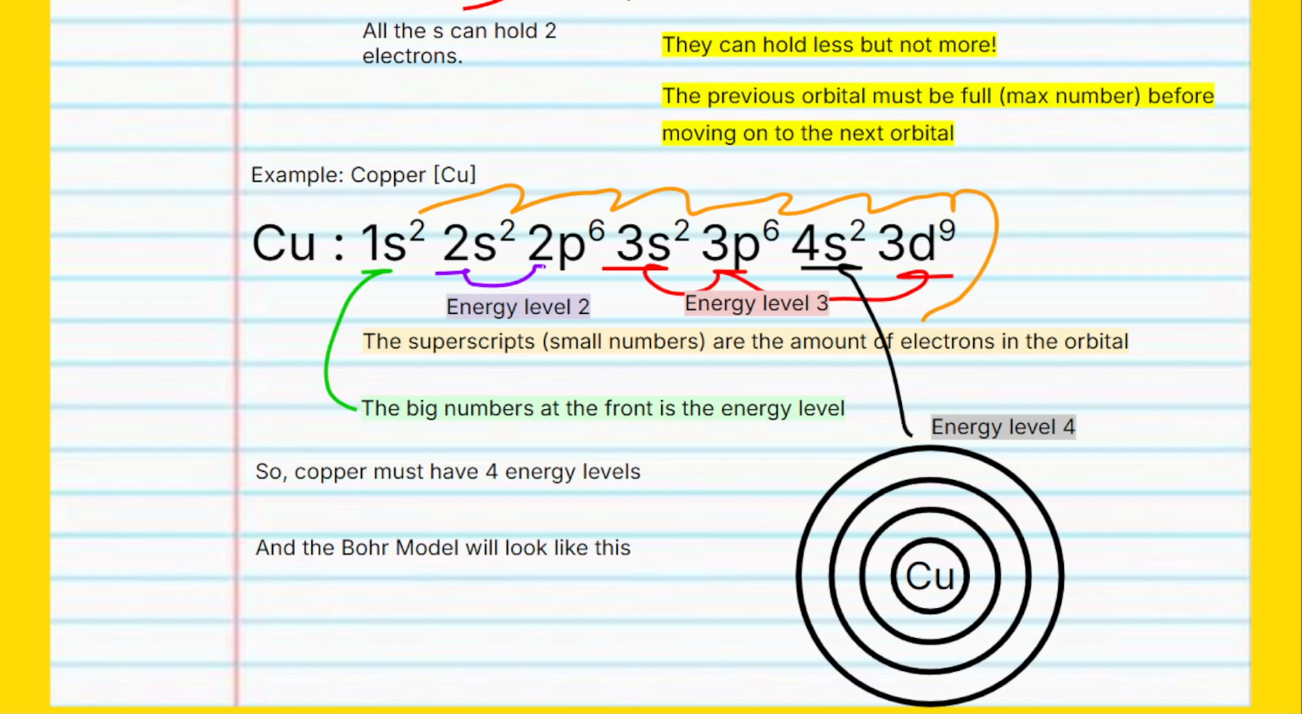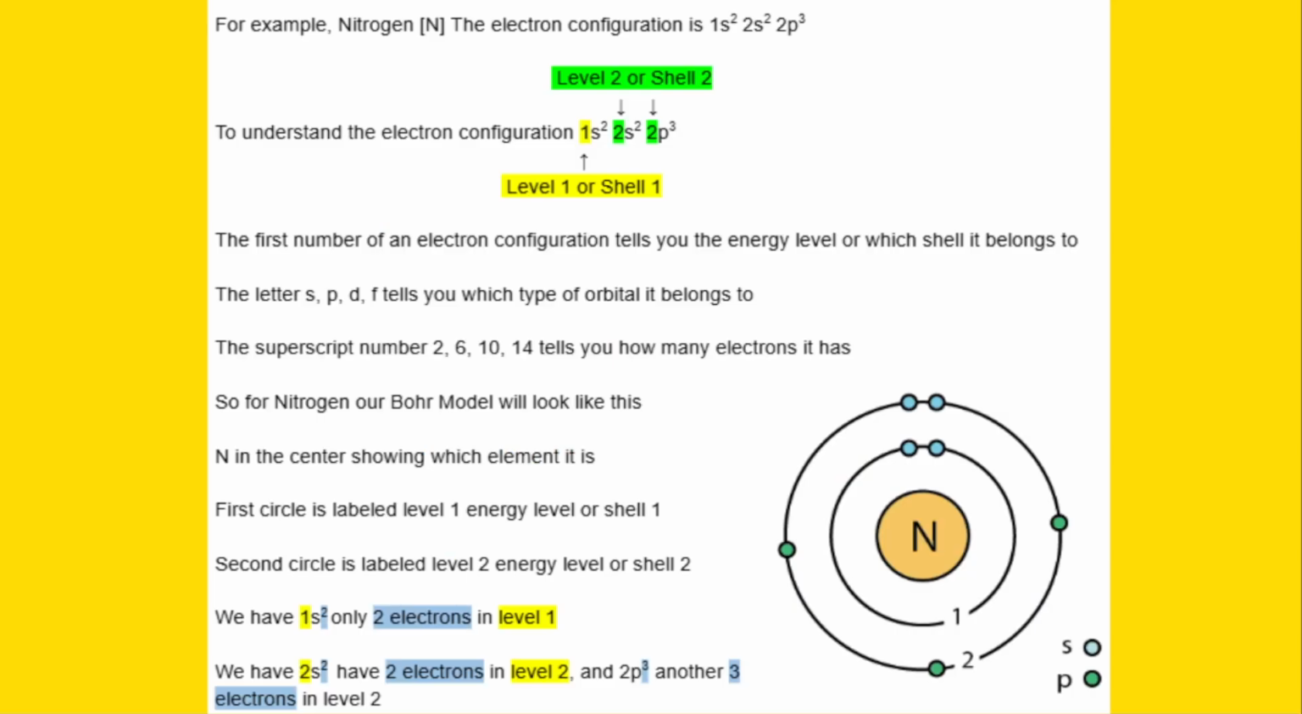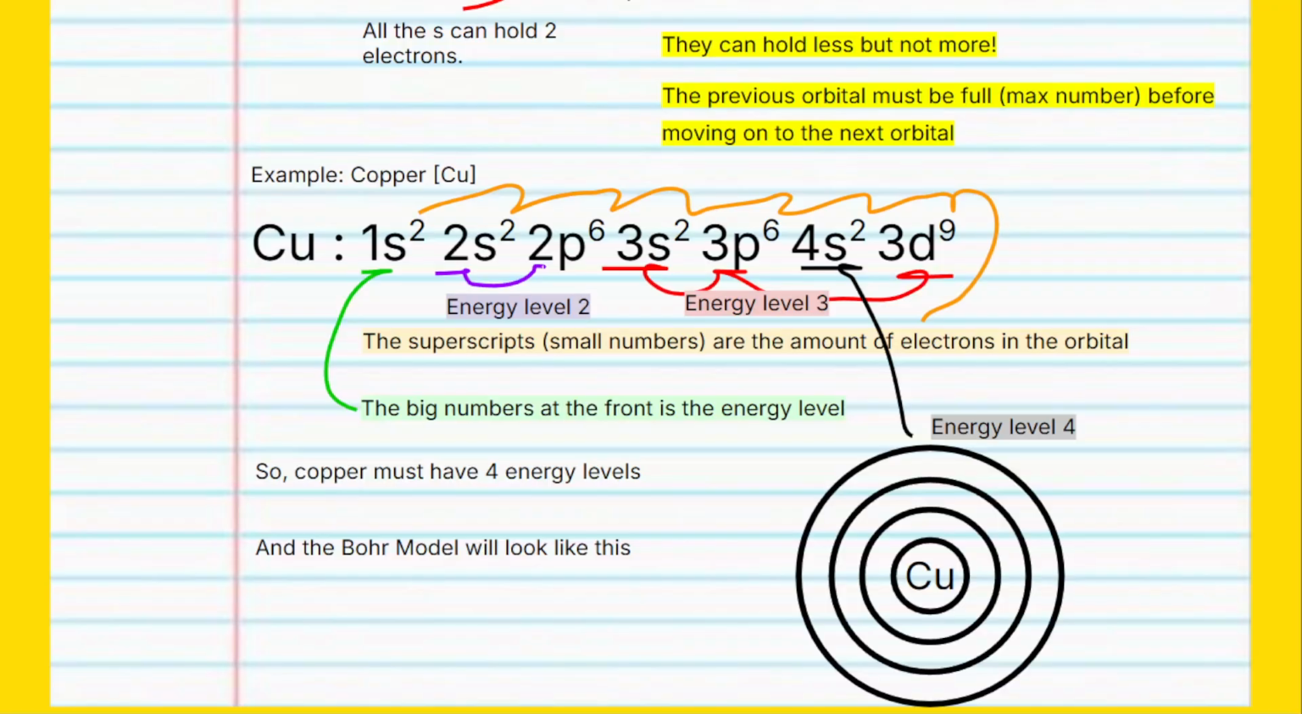Okay, and to draw the Bohr model for copper, it would look like this. Let me change a different color. So 1s2, that means my energy level 1 will have 2 dots. So the first circle, I will have 2 dots. 1, 2.